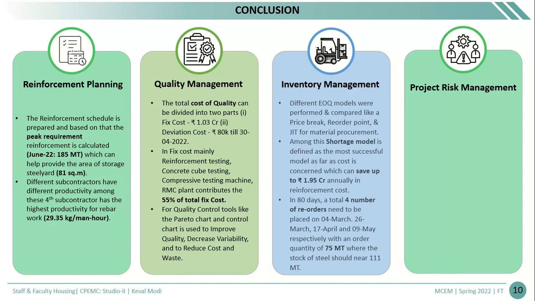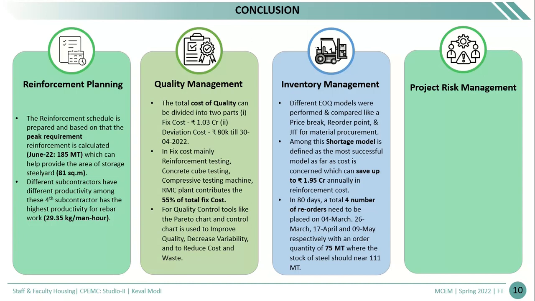In inventory management, different types of economic order quantity models are proposed. We can use the price break model, reorder point model, or just-in-time concept for material procurement. In this, different types of EOQ models are proposed for the reinforcement. Among all these models, the shortage model is defined as the most successful model as far as the cost is concerned, which can save up to 1.95 crores annually in reinforcement cost.